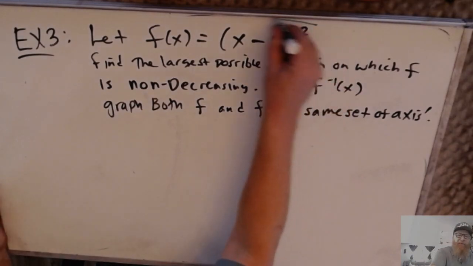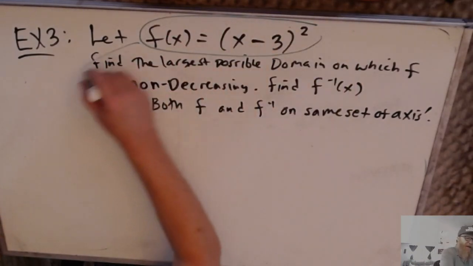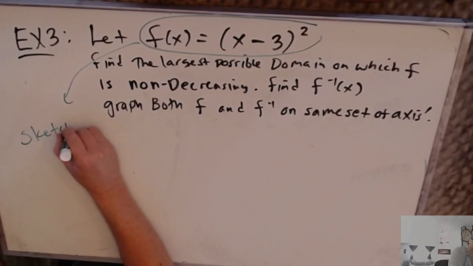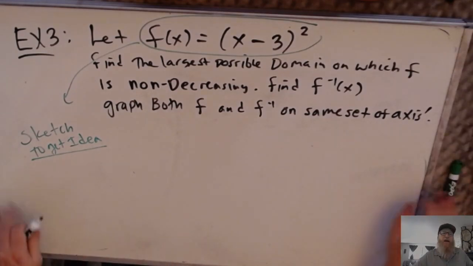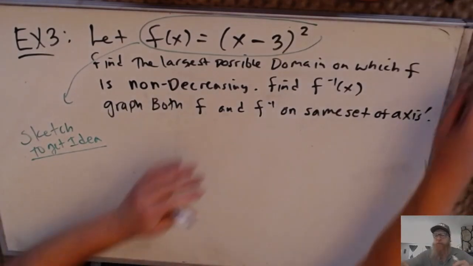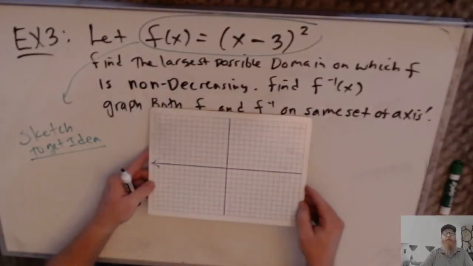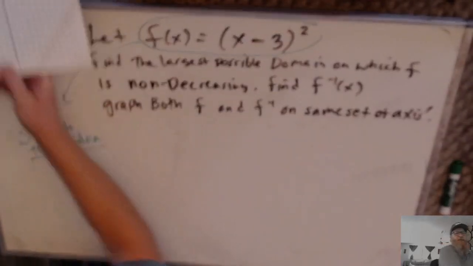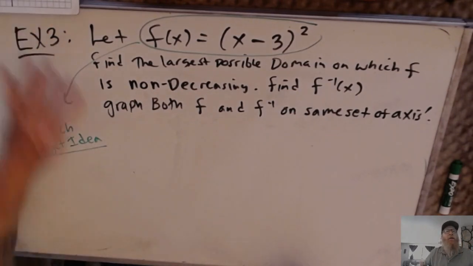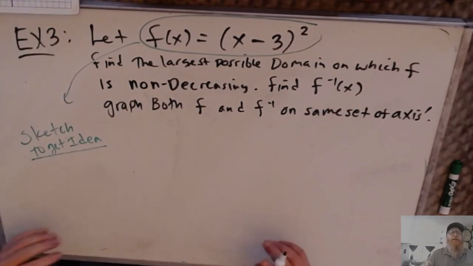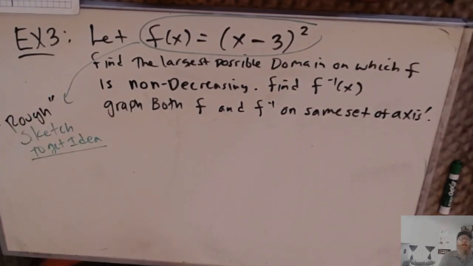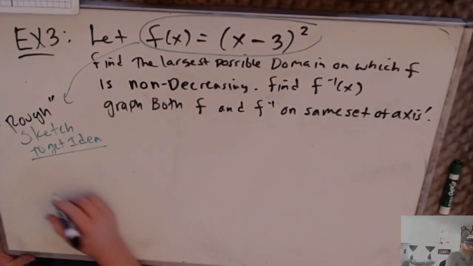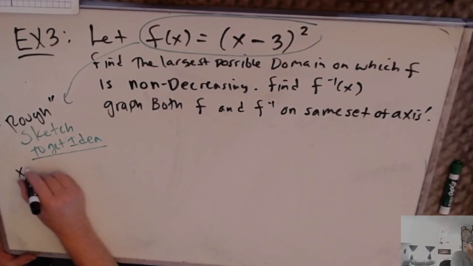Okay, so the graph I'm going to draw right now is only a sketch to get the idea. This graph doesn't count. When I go to do my actual graph, I'm going to use this graphing board here. So we'll just put this to the side, and we'll use that in a minute. This is just a rough graph, just to get an idea. So we've got x and y.